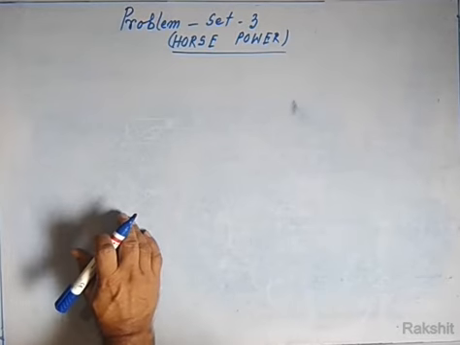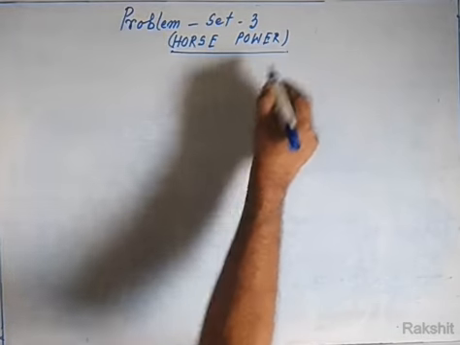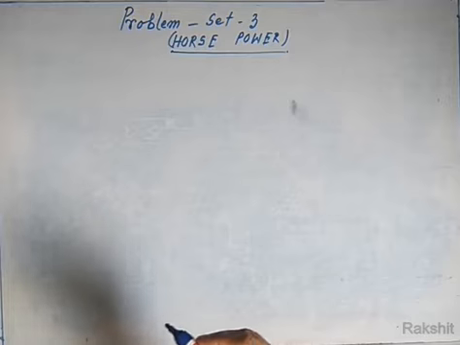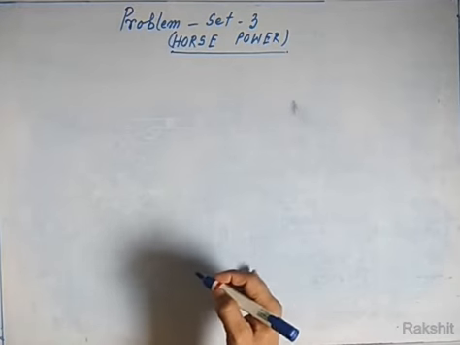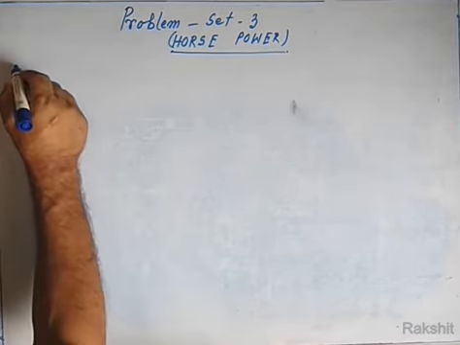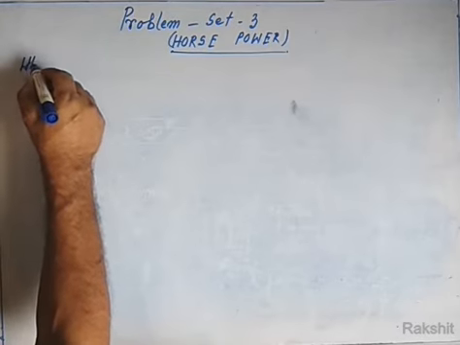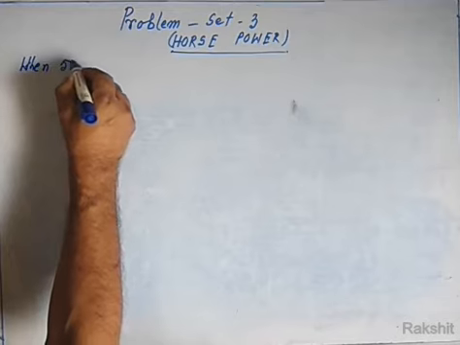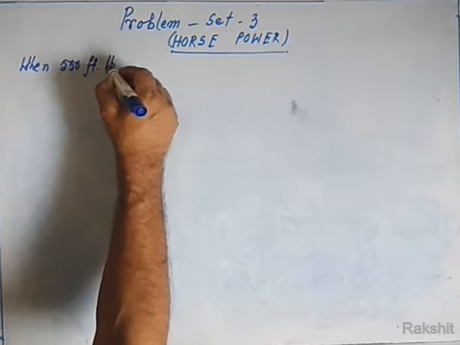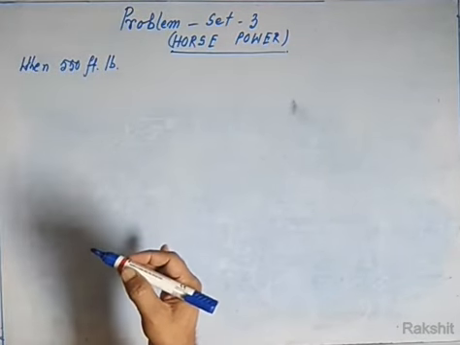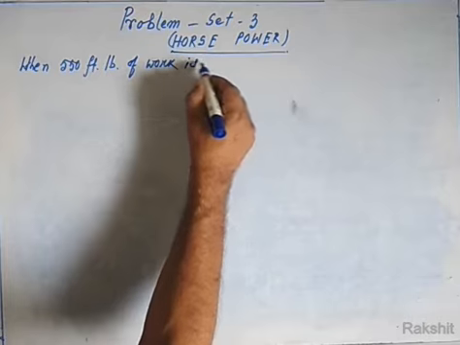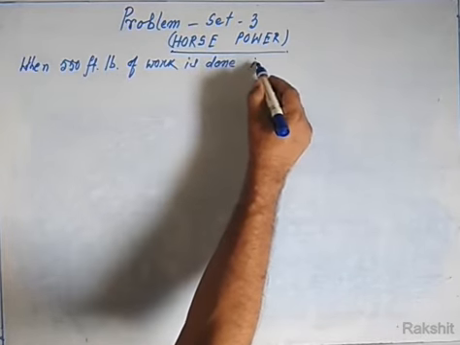These problems are related to horsepower. Actually, the term horsepower was introduced by James Watt, and by definition, when 550 foot-pound of work is done in 1 second.